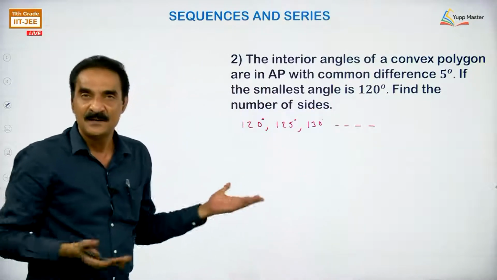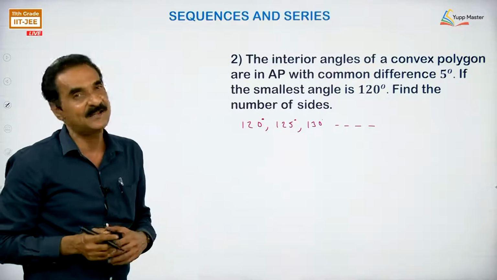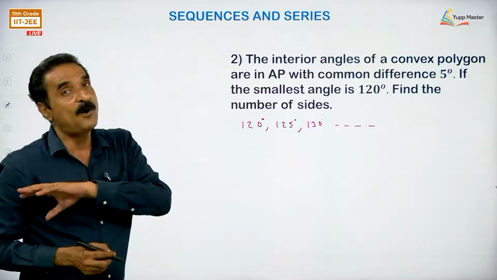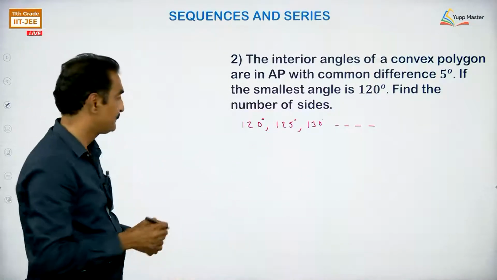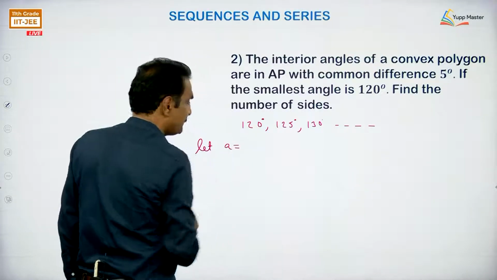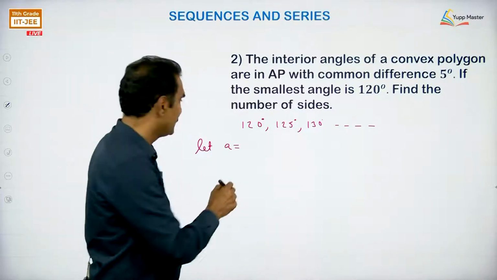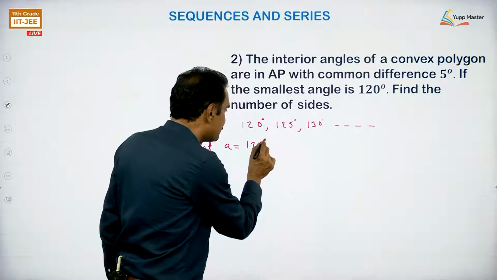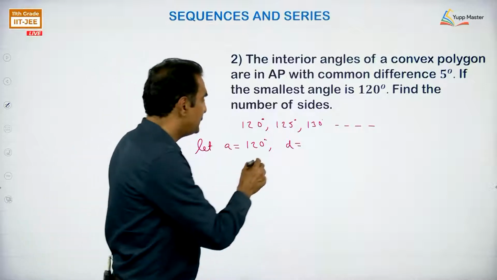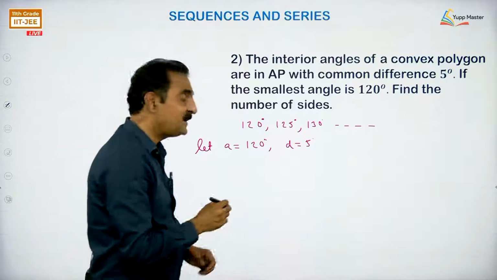We don't know how many interior angles are there. If there are n sides, then there will be n interior angles. Alright. Now let us calculate the sum of all interior angles in the polygon. First, I will denote the first term of the interior angles, or the smallest interior angle, as A. A is 120 degrees and common difference is 5 degrees. Alright. Let n be the number of sides.